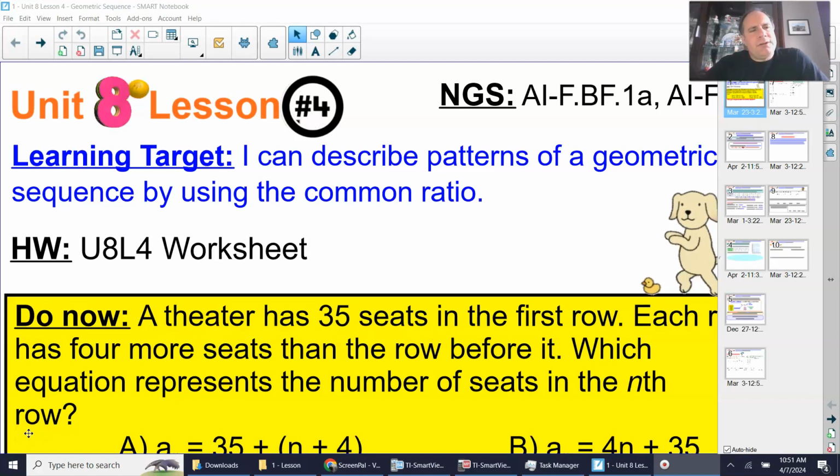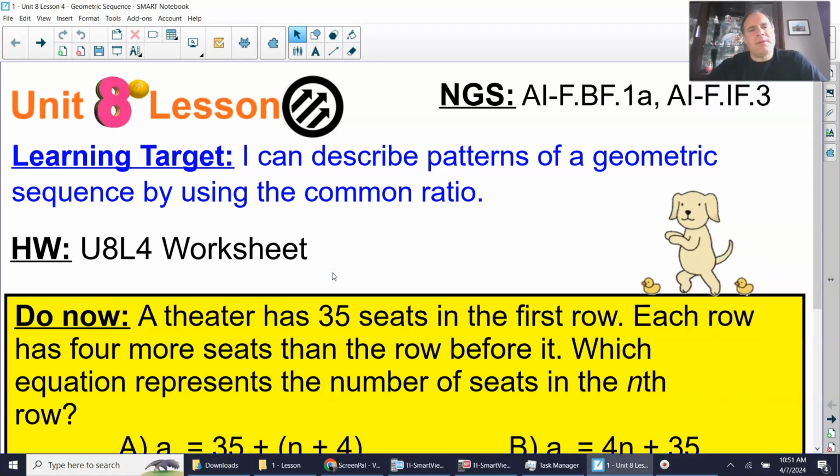Hello everyone, this is Unit 8, Lesson 4. Lesson target: I can describe patterns of geometric sequence by using the common ratio, and that's what we're going to be doing.